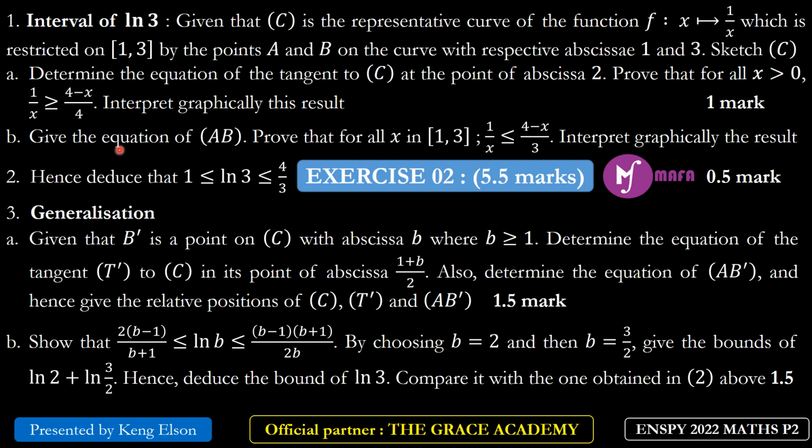Question B. Give the equation of AB. This means that when you see this representation, you should give the equation of the line AB. Next, prove that for all x in the interval 1 to 3, 1 over x is less than or equal to (4 minus x) over 4, and interpret your result graphically. Question 2, that's where we are ending in this video: hence, deduce that the area lies between 1 and 4 over 3.